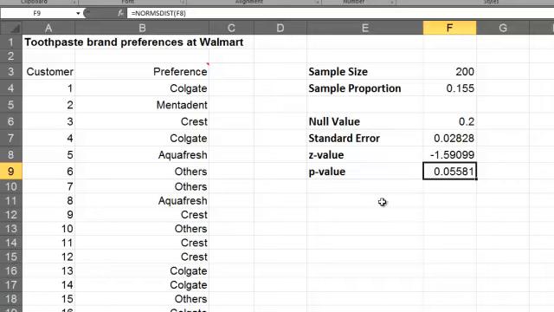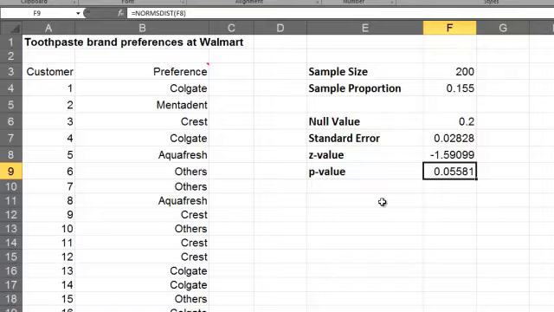And I get a p-value of 0.05581. And here again, as always in a hypothesis test, we're going to compare our p-value to our significance level and ask the question: is this p-value less than a 5% significance? Is it less than 0.0500? And as we look at the numbers, we'd have to conclude that it is not less than 0.05.